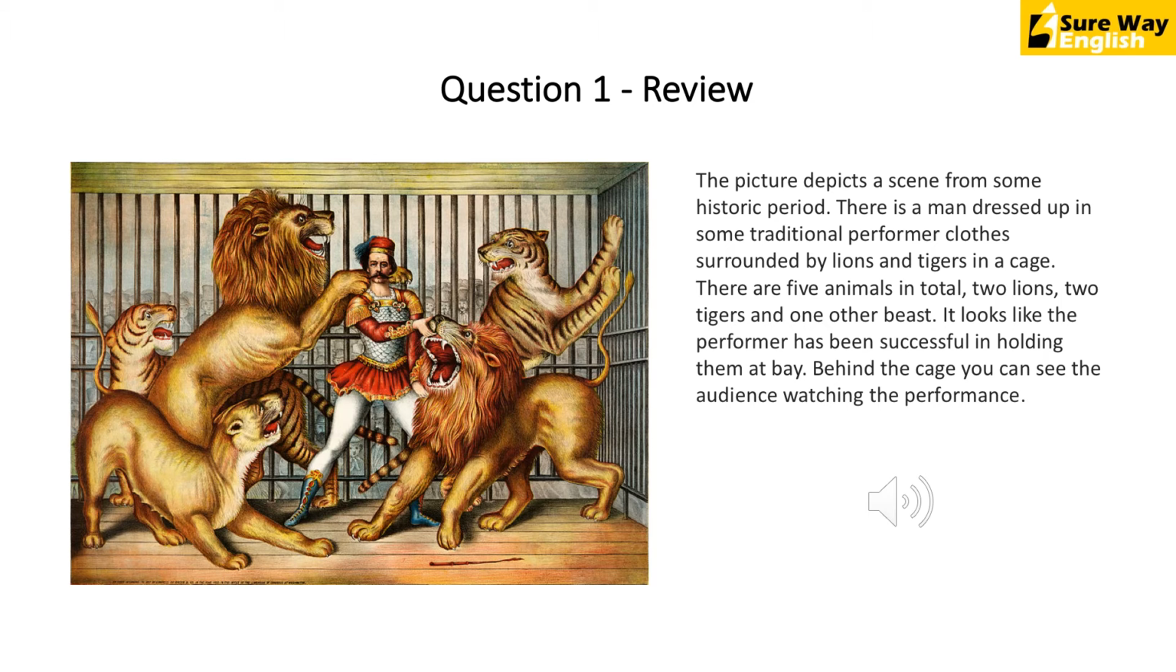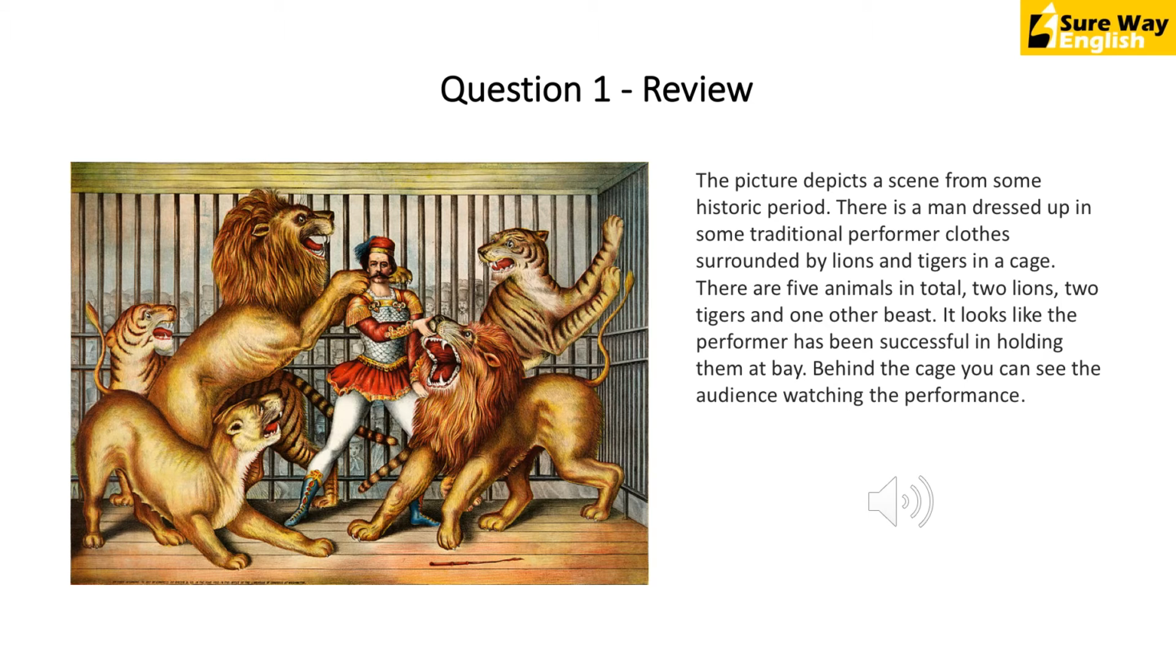So maybe it's a scene from an old circus or something like that. And the other specific of this image is that there's a cage in which the animals and the performer are. Then you can give some more detail. You can count the number of animals there are and tell what kinds of animals they are.